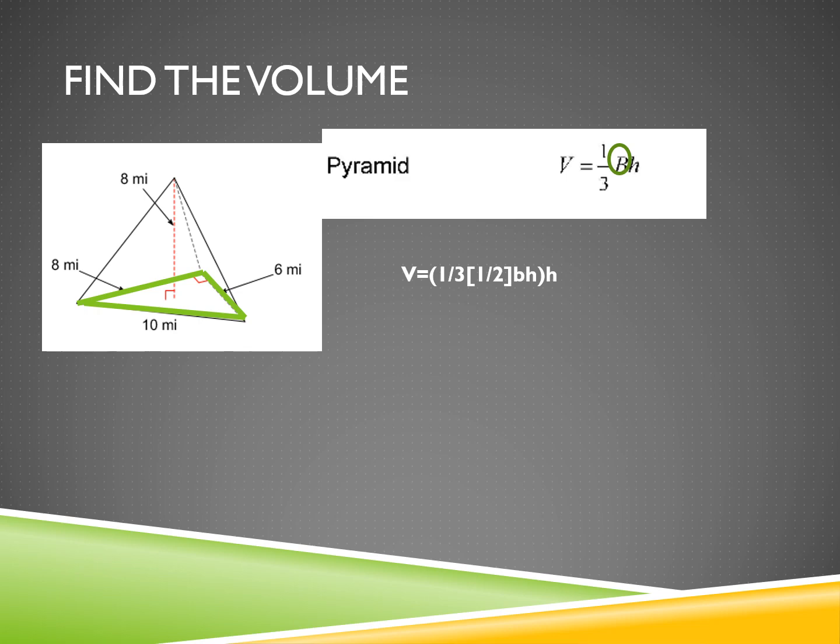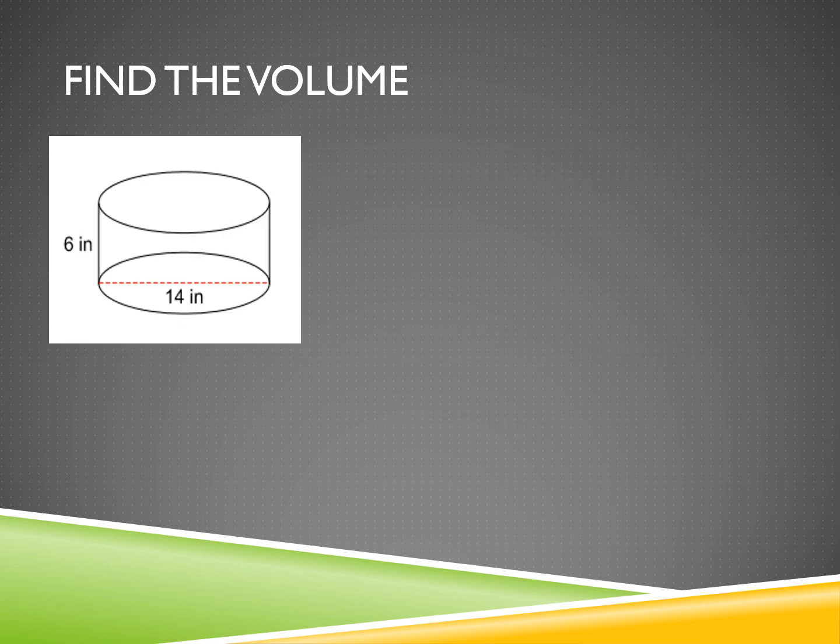1/3 from the volume formula, 1/2 from the area of a triangle, base times height, and then times height or the depth of the object. So in green there is that area of the triangle, and then we substitute that in. If it's easier, calculate your area of your base separately and then substitute it into the formula if it's too many things happening at once.